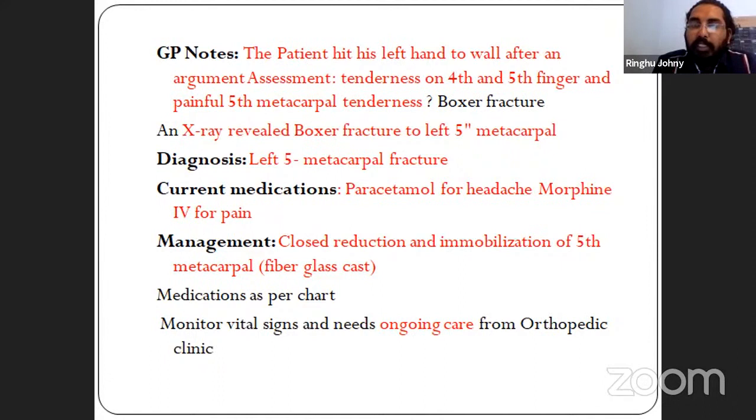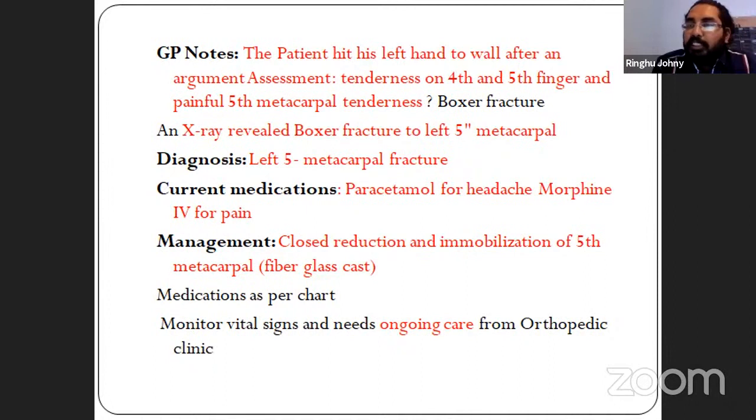Second sentence will be assessment. The assessment says tenderness on fourth and fifth finger and painful metacarpal tenderness. So it's just double repetition. So how do we write that? On assessment, he had pain and tenderness over the fourth and fifth metacarpals. Or you can write, on assessment, pain and tenderness noted over the fourth and fifth metacarpals.